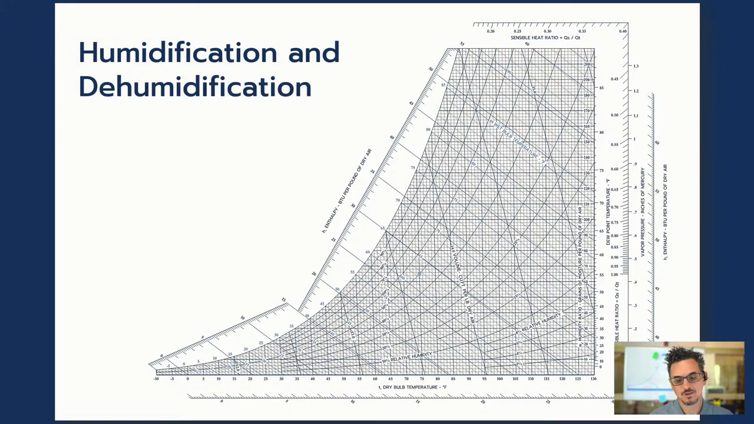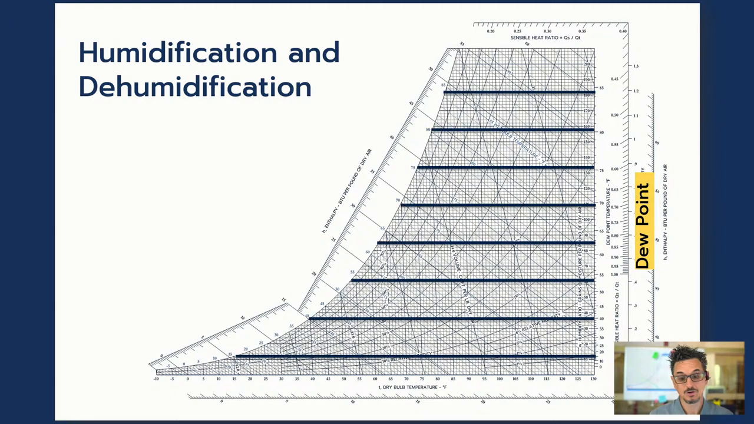So let's look at humidification, adding humidity, and dehumidification, removing humidity. And we're going to look at dew point to illustrate that, because relative humidity is not a good way to understand this. So dew point temperatures, again, run horizontally in this fashion. And I've just typed in a few arbitrary dew point numbers to give you a feel for which direction adds humidity to the air. So as you increase the dew point, you increase the humidity in the air, okay?